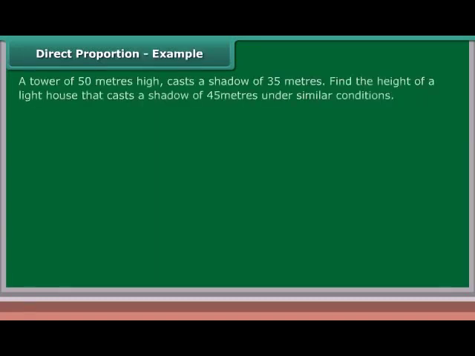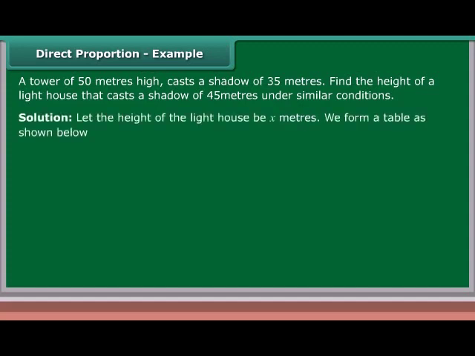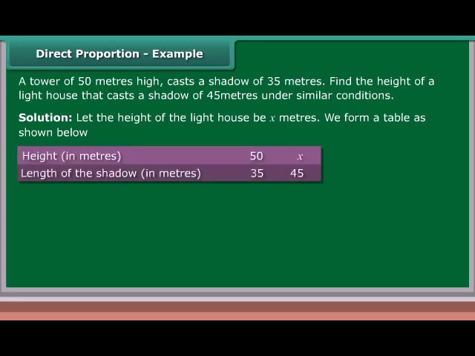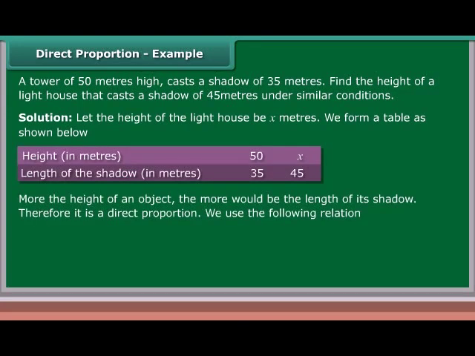Example 2. A tower of 50 meters high casts a shadow of 35 meters. Find the height of a lighthouse that casts a shadow of 45 meters under similar conditions. Solution. Let the height of the lighthouse be x meters. We form a table as shown below. The more the height of an object, the more would be the length of its shadow. Therefore, it is a direct proportion. We use the following relation.